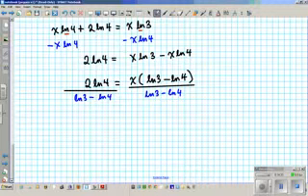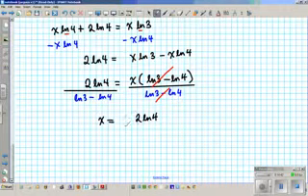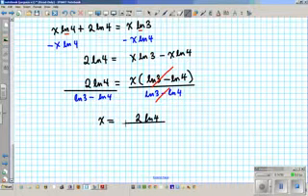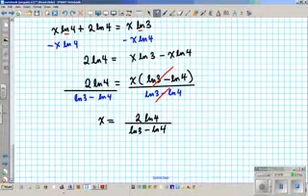These two cancel out, and then we're going to have x equals 2 times the natural logarithm of 4, divided by the natural logarithm of 3 minus the natural logarithm of 4. Okay? This right here is your exact solution. Please don't try to cancel anything because you have a minus here. You're going to ruin the problem.